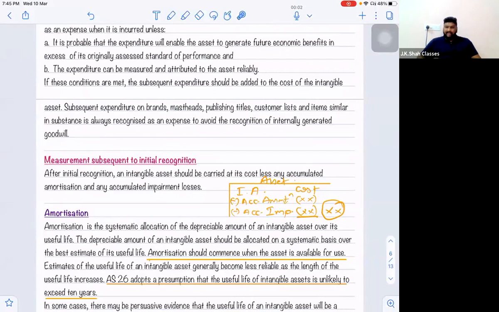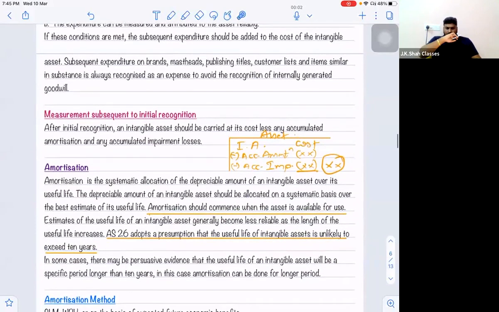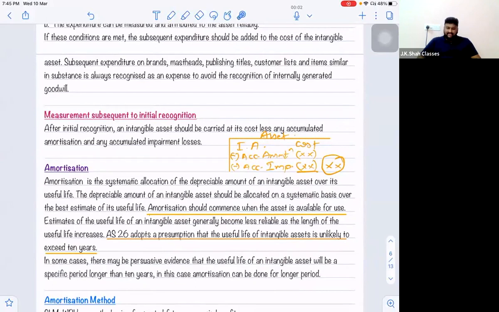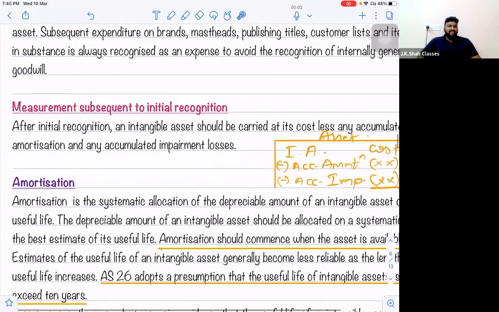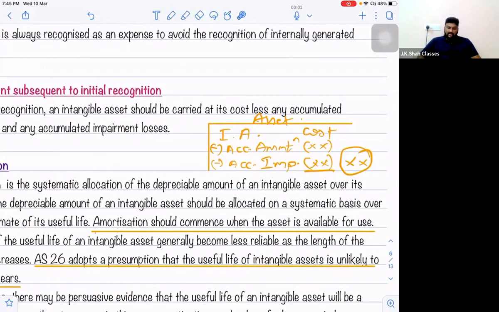Measurement subsequent to initial recognition means how your asset is to be recorded in the books of accounts. So as you can see, I've simply drawn one balance sheet asset side format. So this is how your asset is shown in the balance sheet after initial recognition. Initial recognition means first time when your asset gets recorded, it always gets recorded at the cost. But after that, on every balance sheet date, you subtract from it the accumulated amortization, which is nothing but the accumulated depreciation only, minus accumulated impairment losses. And whatever goes to the outer column is called your carrying amount.